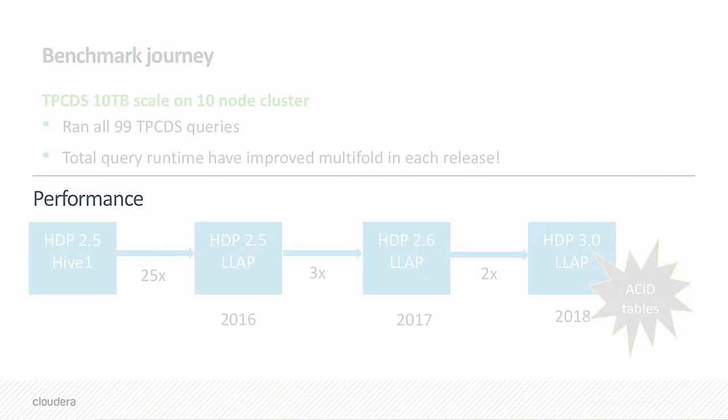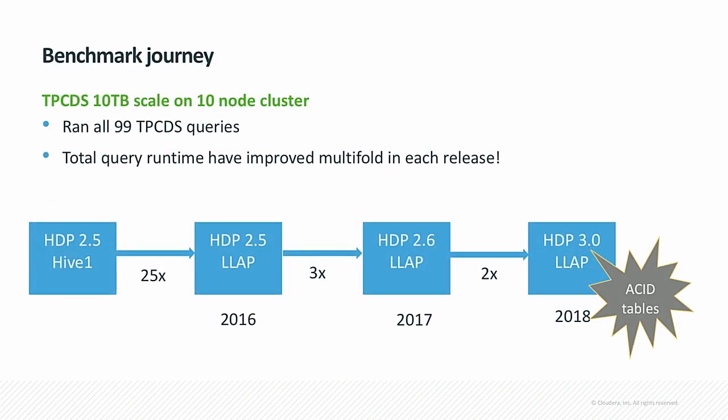So performance. Performance has always been a big focus for Hive with HDP. We do a lot of TPC-DS testing. At this point, we're now able to run all 99 TPC-DS queries on Hive, and we've made big improvements with every release against these benchmarks.